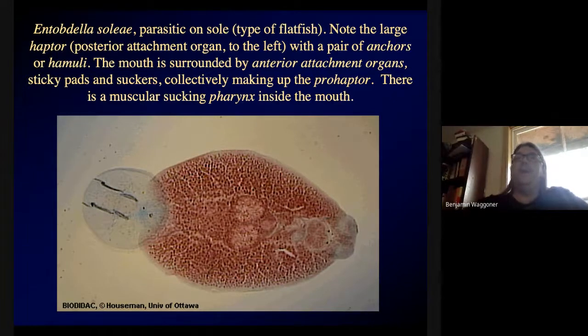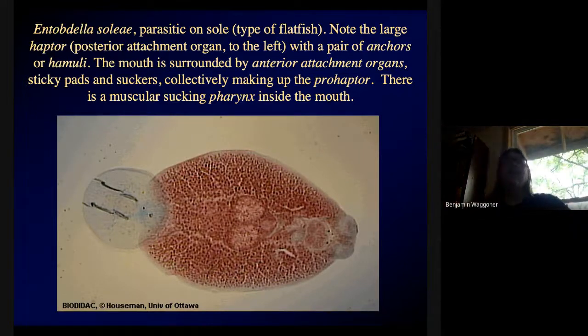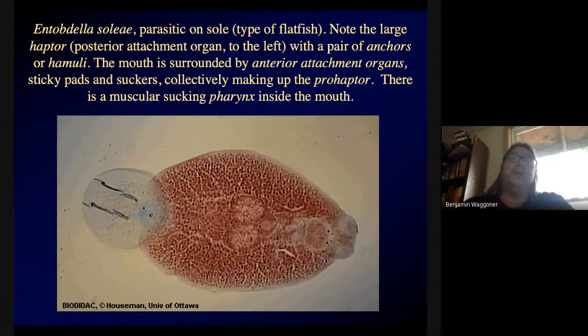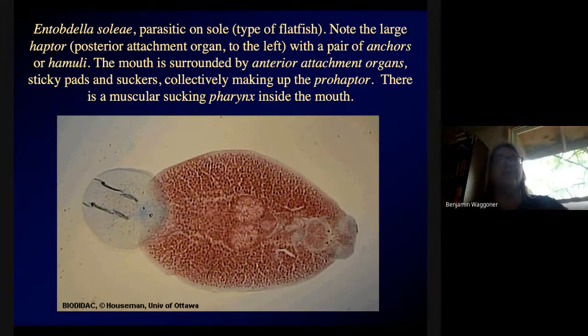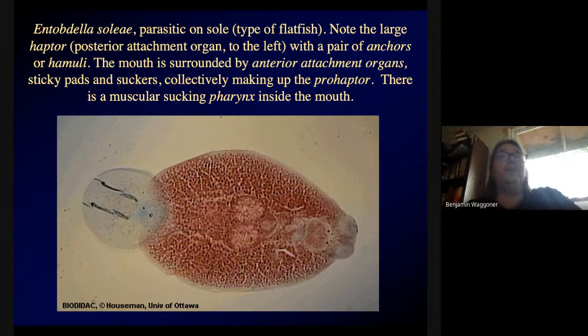Now, in this one, the mouth is over to the right. The mouth is surrounded by a set of suckers and pads that make up what's called the prohaptor. Prohaptor means front grabber. Inside the mouth, there is a sucking pharynx. And over on the left, you've got that big round disc-like thing that looks like a suction cup. That's just called the haptor. Sometimes you'll see it called the opisthaptor, the grabber behind, as opposed to the prohaptor, the grabber in front. And in this particular species, there's a pair of anchors in the haptor. They're just hooks that hook onto the tissues of the host. The fancy name for these hooks is the hamuli.